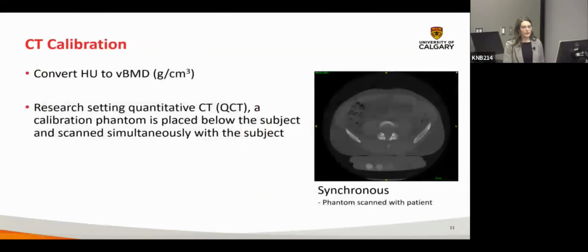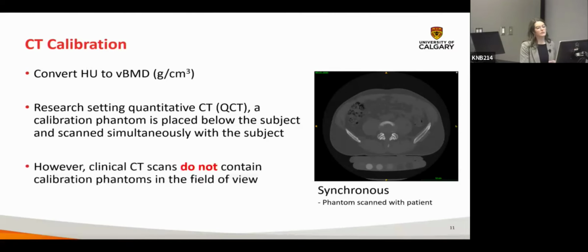For CT calibration, you're converting those Hounsfield units to a BMD measure. In a clinical setting, BMD actually means something to clinicians, whereas Hounsfield units probably don't. In the research setting, we include a calibration phantom in the scan field of view. A calibration phantom contains rods of varying known densities and is placed under the patient and scanned simultaneously. When it's scanned simultaneously with the patient, this is known as synchronous calibration. This method minimizes the differences in BMD values across different CT scanners, models, and scan protocols.